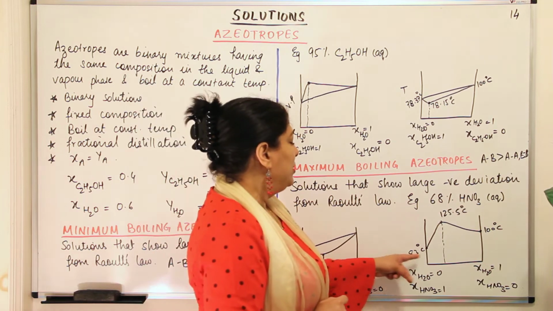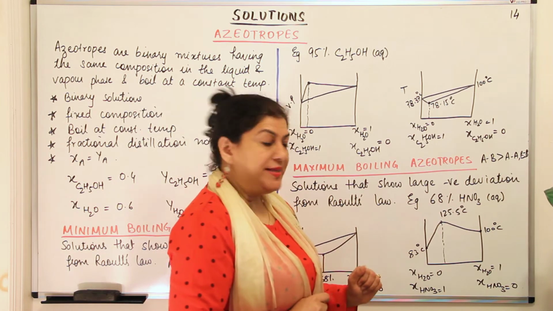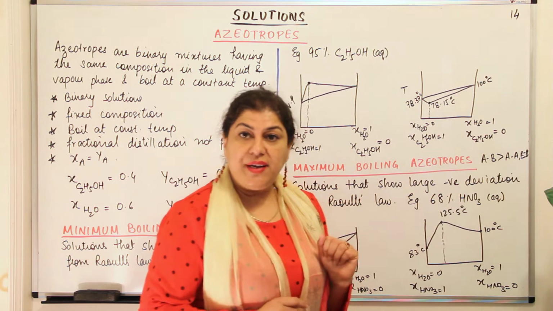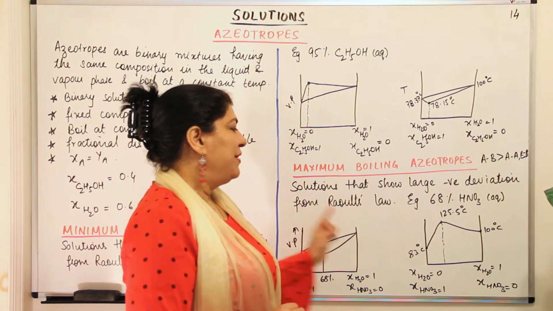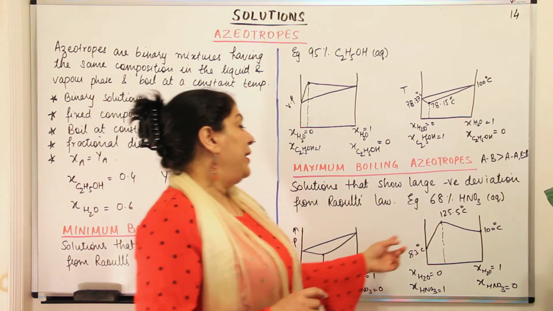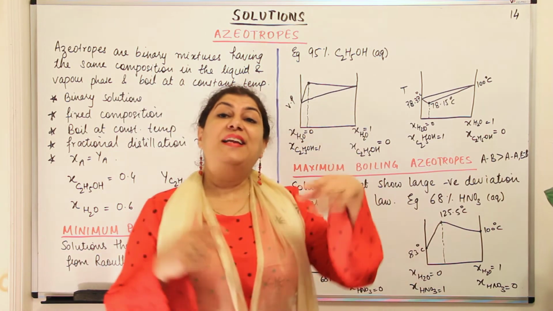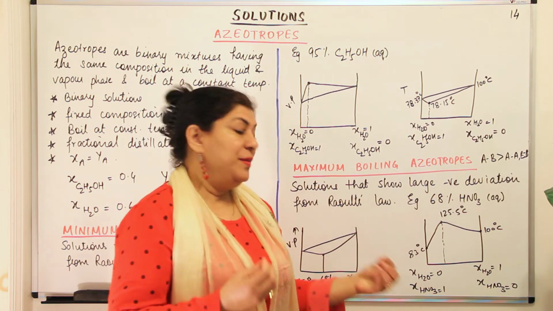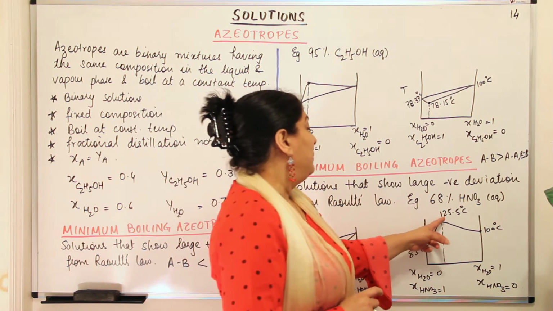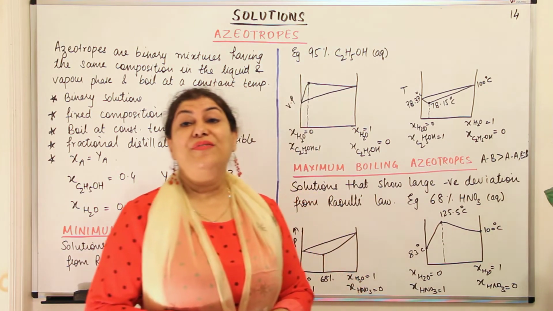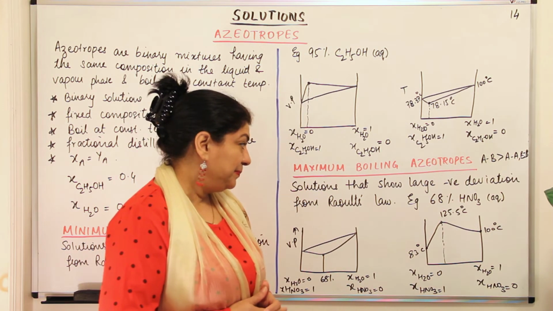So the boiling point of nitric acid is 83 degrees Celsius and the boiling point of water is 100 degrees Celsius, and when it starts boiling, due to the negative deviation from Raoult's law, it starts boiling at a temperature which is greater than either of the solute and the solvent. So it boils at 125.5 degrees Celsius.